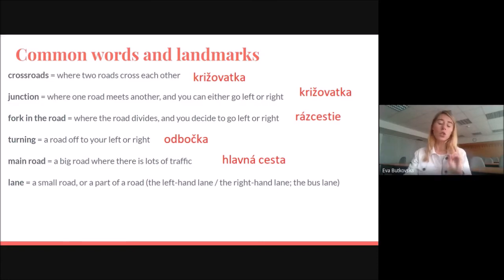And the last, it's lane. We could use two meanings. The first meaning is a small road compared to main road, but usually we translate lane as one part of the road. So when you are driving, you need to know which lane to stay in to take the correct turn, for example. So lane, it's a part of a road. Jazdný kruh. But remember, we can say a small road is lane as well.